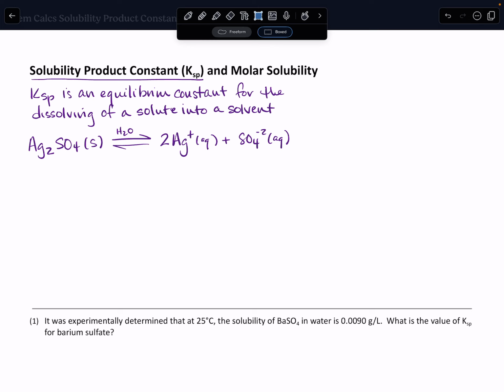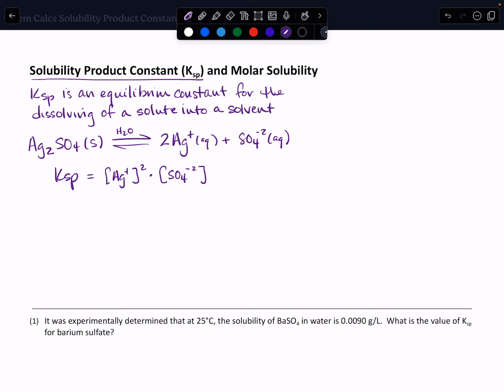So if we write our Ksp expression for this reaction, it's going to be equal only to the ions. The reason, remember, is that only aqueous solutions and gases are allowed into your equilibrium expressions. That solid, that silver sulfate that's on the reactant side, cannot go into the expression.